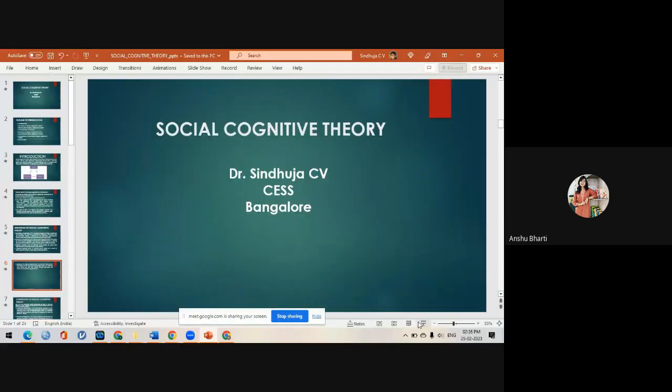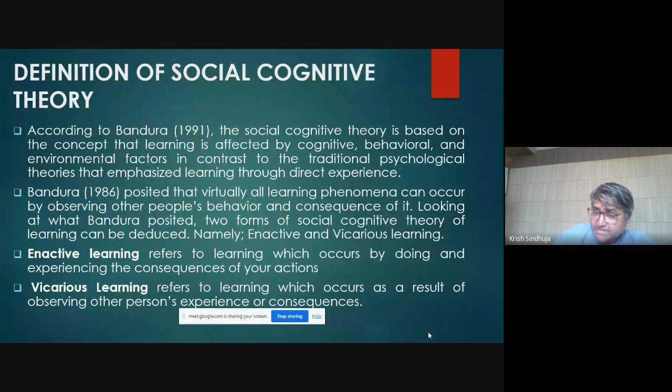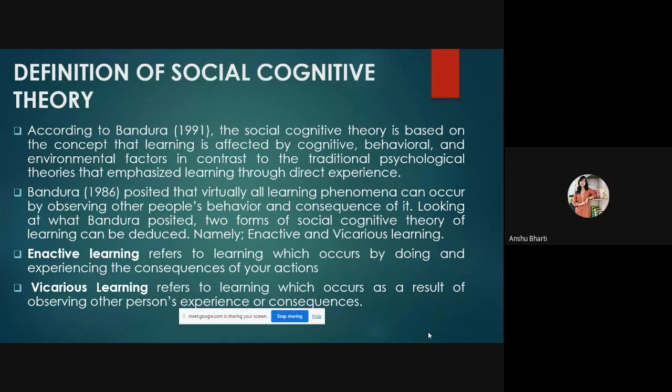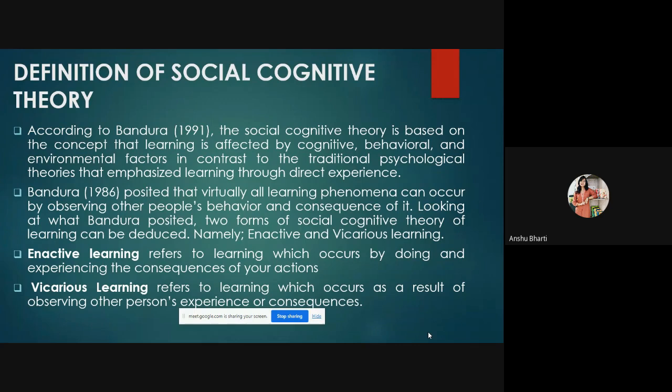Ma'am, sorry to interrupt. Can we say that enactive learning happens in the subconscious mind, and it just happens because of experience, and vicarious learning takes place with the conscious mind? Vicarious learning takes place with the conscious mind, yes, 100%. In social cognitive theory, conscious experience is the core. Like what you are doing, I'm observing, right? But enactive learning, by default we are learning that. So I feel like this happens with the subconscious mind also. See, ma'am, that is correct.